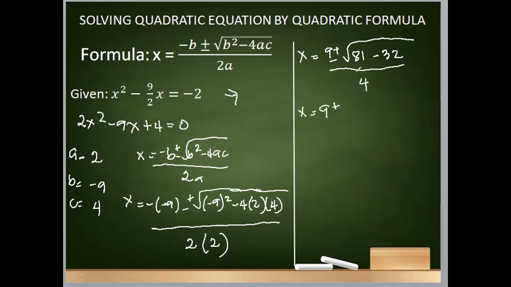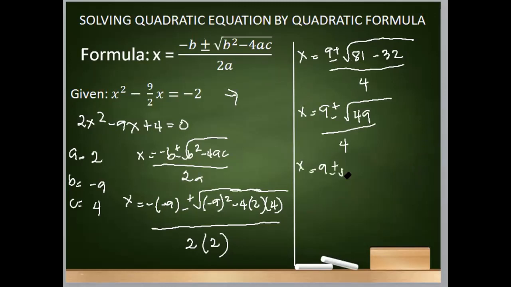Positive and negative 81 minus 32 is, sige, medyo mahina ako mag-minus. 11 minus 2 is 9, 7 minus 14. So 49 all over 4. Okay, so let's erase this one. Okay, so x is equal to 9, positive and negatives.